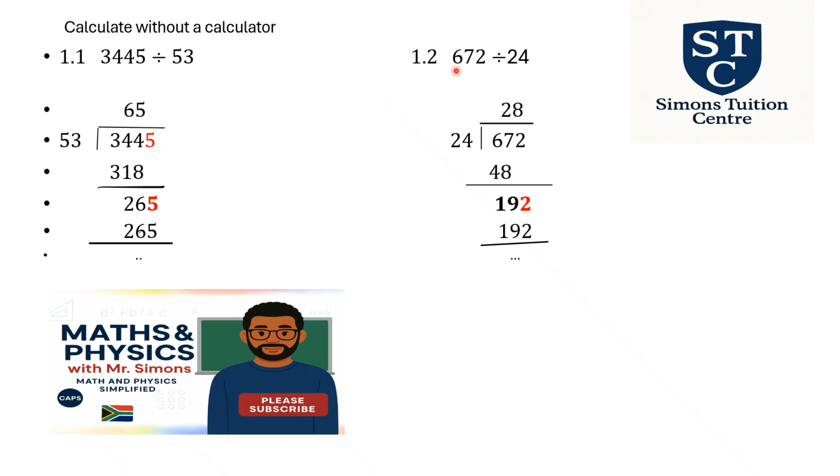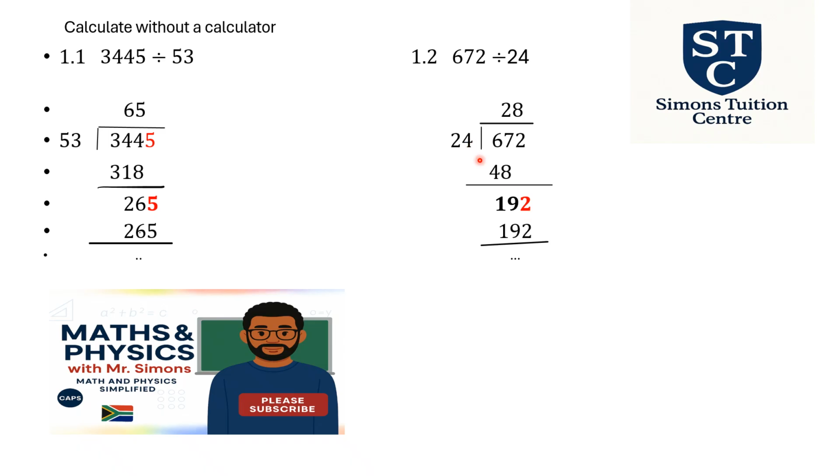Do it again, 672 divided by 24. So again, 24, draw my reverse L, 672 goes underneath. Right, so first 24 can't divide in 6. 24, however, can divide in 67 2 times. 2 times 20, 40, 4 times 2, 8. So that gives me 48. Alright, so 67 minus 48 gives me 19. 24 can't divide into 19, so I have to carry the 2 down there.